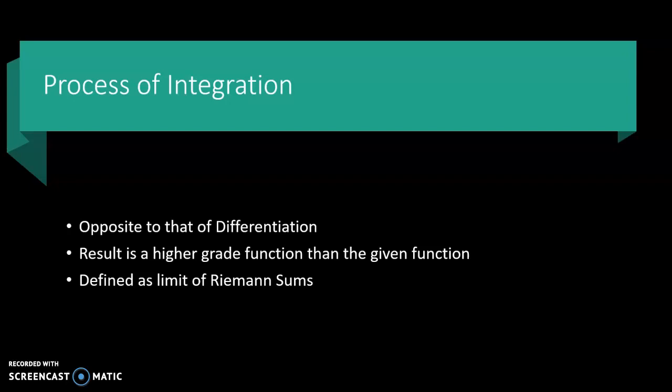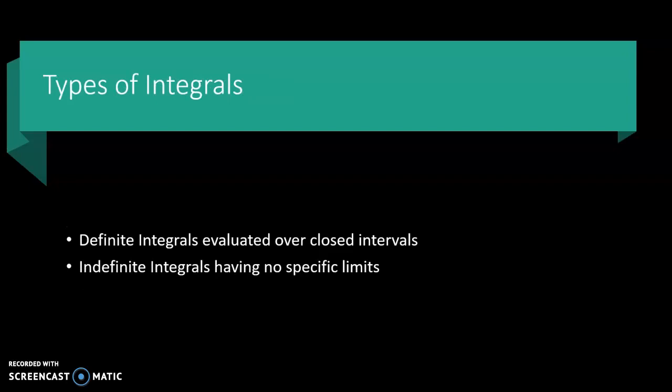Then integrals are defined as limits of Riemann sums, and we can see in another video how we can define integrals as limits of Riemann sums. Now we have two types of integrals, definite integrals and indefinite integrals. Definite integrals are integrals evaluated over closed intervals, and when we write the integral, we write like integral from a to b, for example integral from 2 to 3 x square dx. Those types of integrals are called definite integrals.